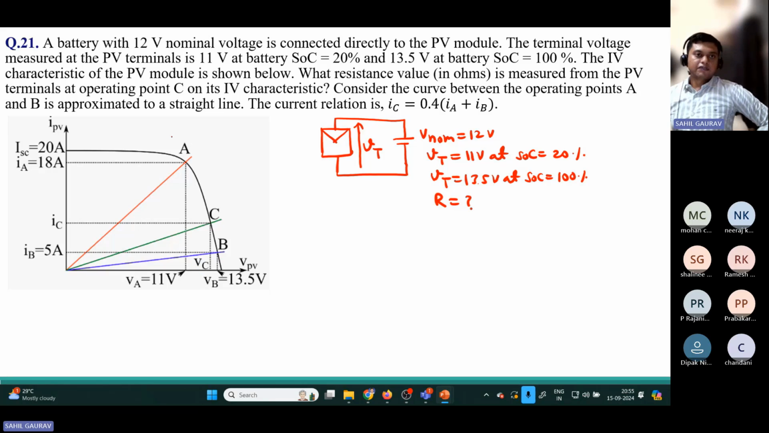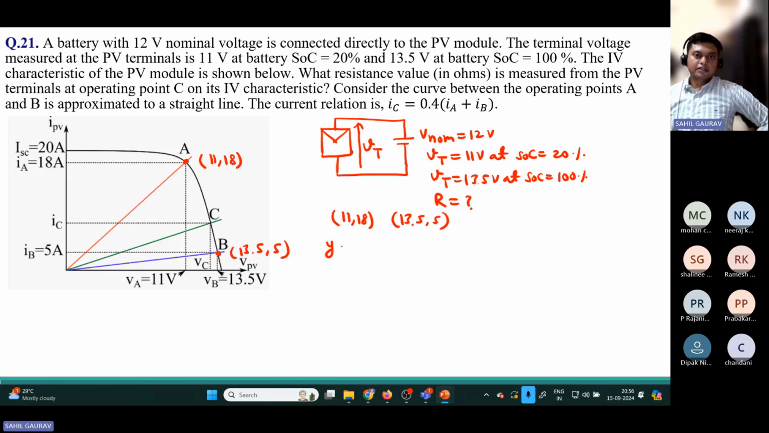So the first point, if you see, this A point is correlated with X is 11 and Y is 18, while B point is 13.5, 5. Then you can directly write, you have 2 points: 11, 18 and 13.5, 5.